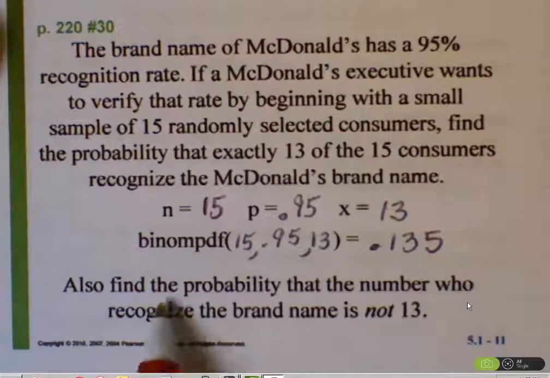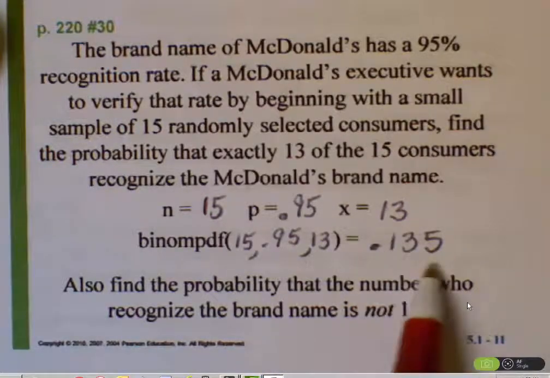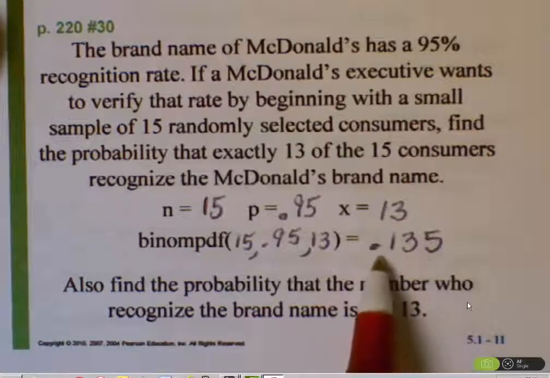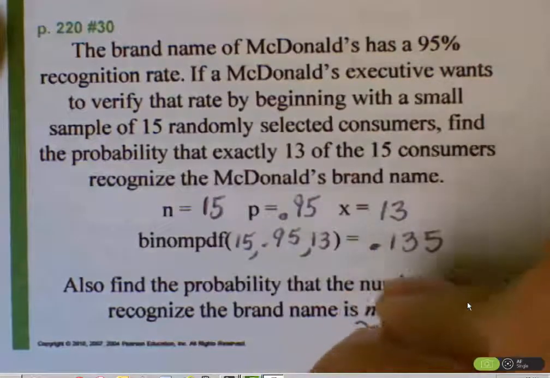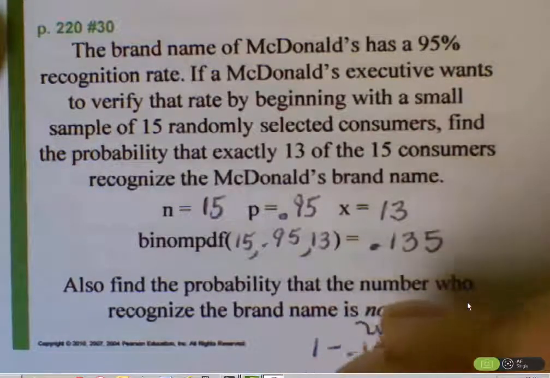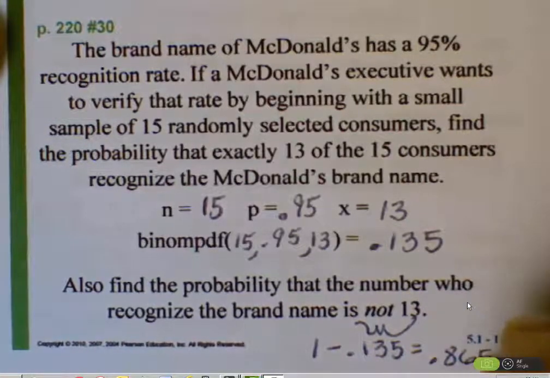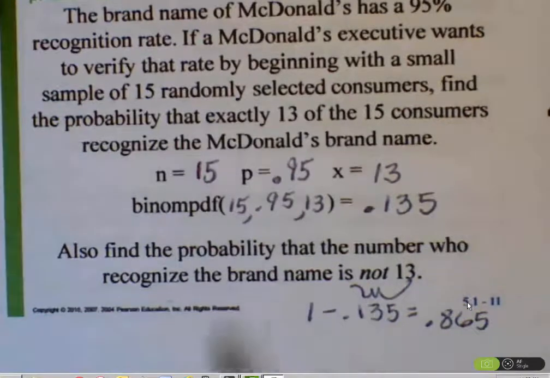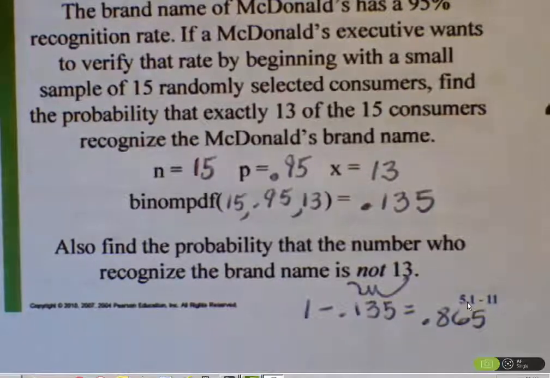What about the second statement here? Find the probability that the number who recognize the brand name is not 13. Well, this is the probability that the number who recognizes the brand is 13. Not 13 is the complement of that. So to find the complement of the probability for 13, you could just say 1 minus 0.135 or 0.865 is the probability that the number who recognize the name brand is not 13.